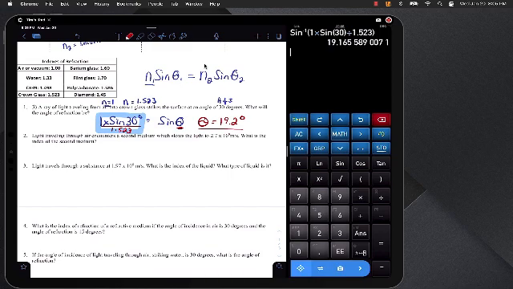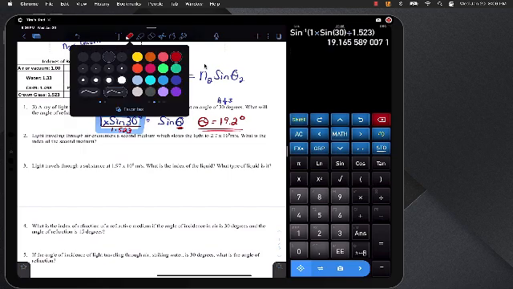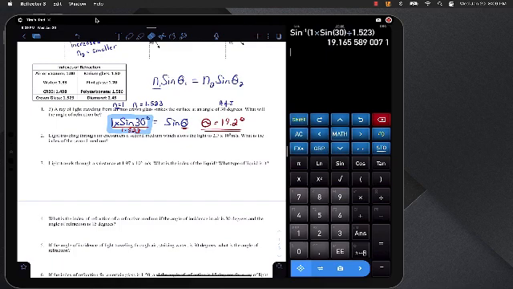Pretty straightforward. You just have to make sure that you use your calculator correctly. Since we have done the trigonometry from the vectors, everybody should have this memorized, and everybody should be able to plug this into a calculator. So we're going to go to the next question, question number 2.